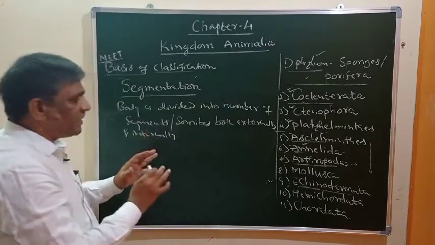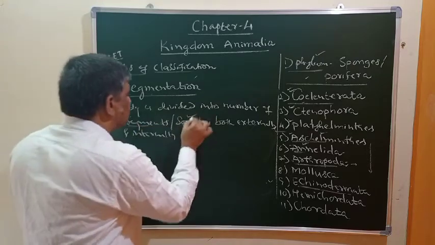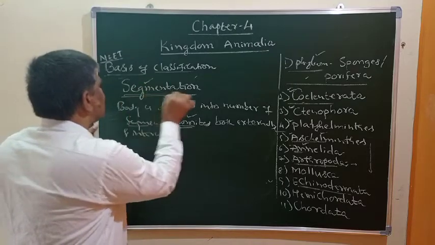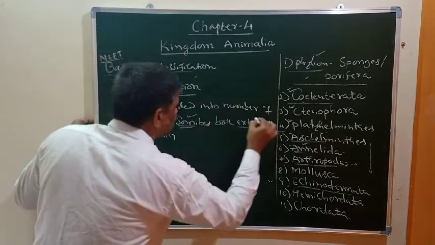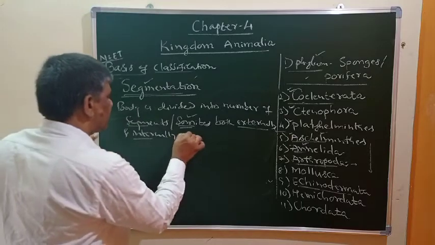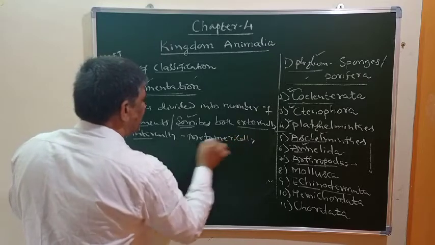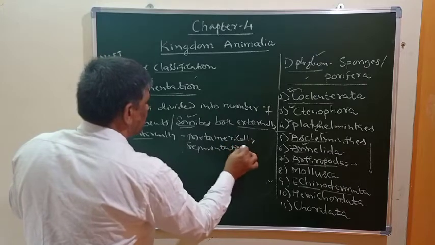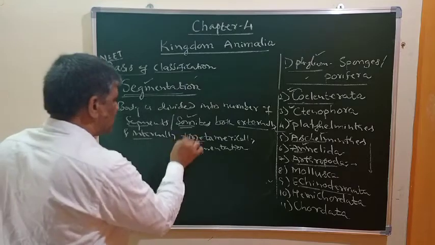The animal body has to be divided into a number of compartments, a number of segments, and each segment is called a somite or metamer. That segmentation is called metameric segmentation. Suppose the body of the animal is divided both externally and internally into a number of segments, such segmentation is called metameric segmentation. Therefore each segment is known as a metamer or somite.